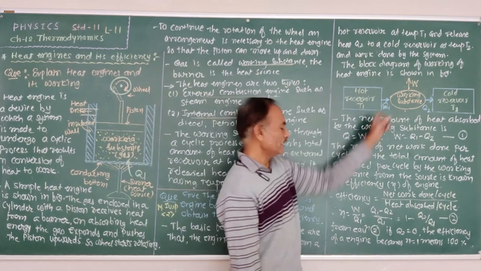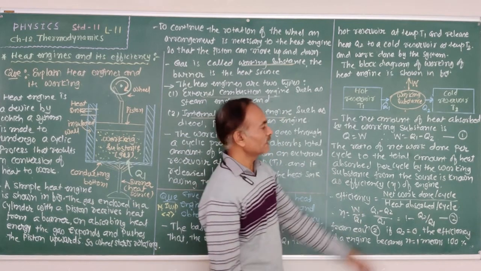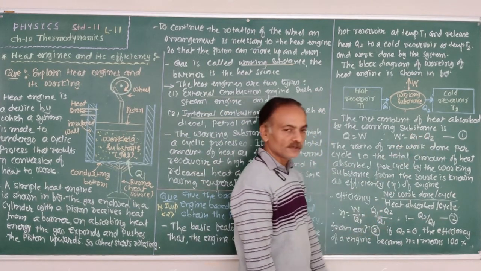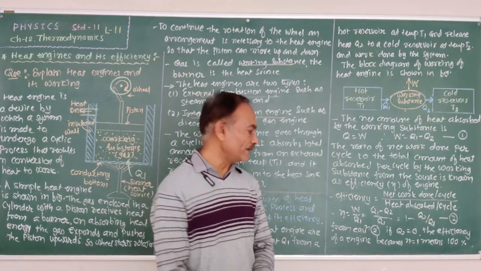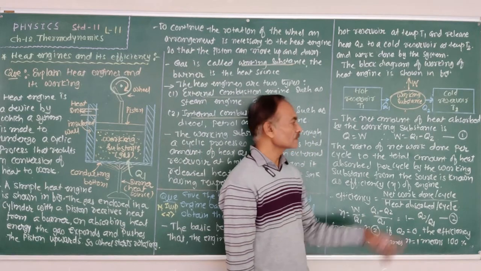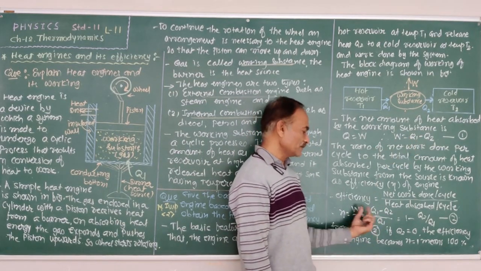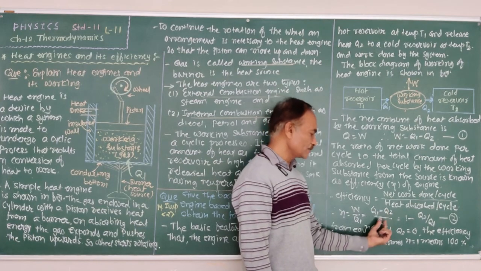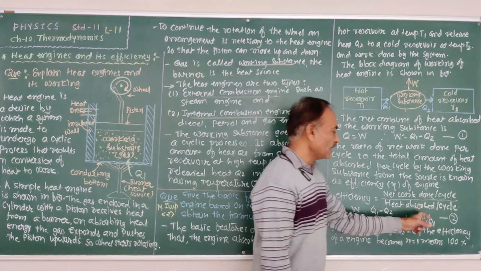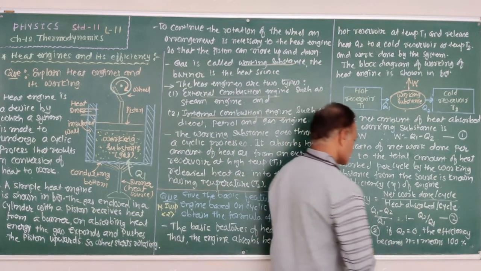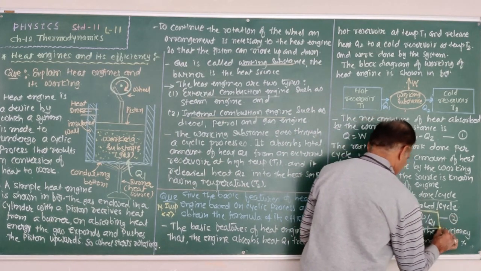How much work done? W. Therefore, efficiency η is equal to W upon Q1. But W is equal to Q1 minus Q2, and total amount of heat absorbed is Q1. Therefore, W upon Q1. In equation 1, W is equal to Q1 minus Q2. We substitute the value of W: Q1 minus Q2 upon Q1. So η is equal to 1 minus Q2 upon Q1. That is the equation of efficiency of a heat engine.